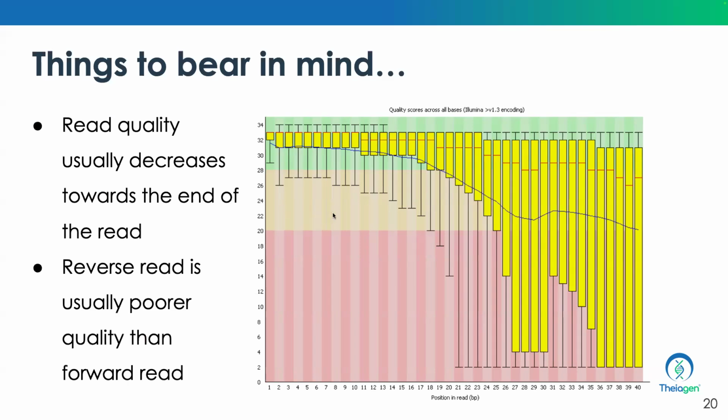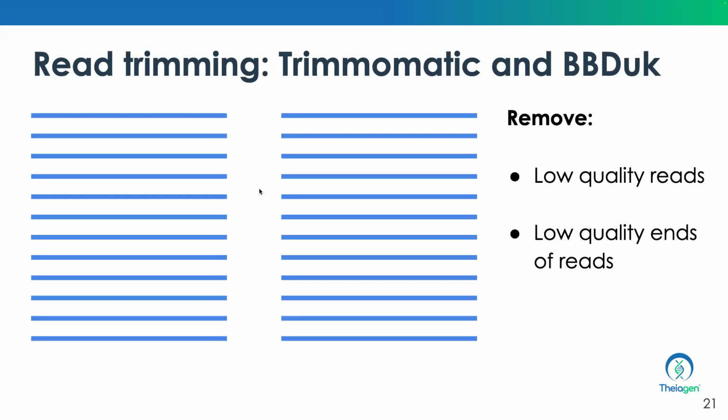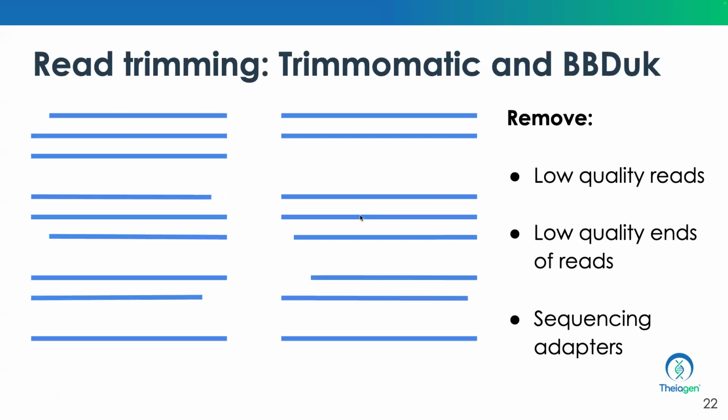So with this in mind, what the read cleaning step does, as we said, is to trim bases that have low quality and also to remove adapter sequences. So we're going to remove low quality reads. We're going to remove low quality ends of reads as well as remove sequencing adapters. So you might have your input as such. On the left are the forward reads and on the right are the reverse reads. And eventually you end up with reads such as this.